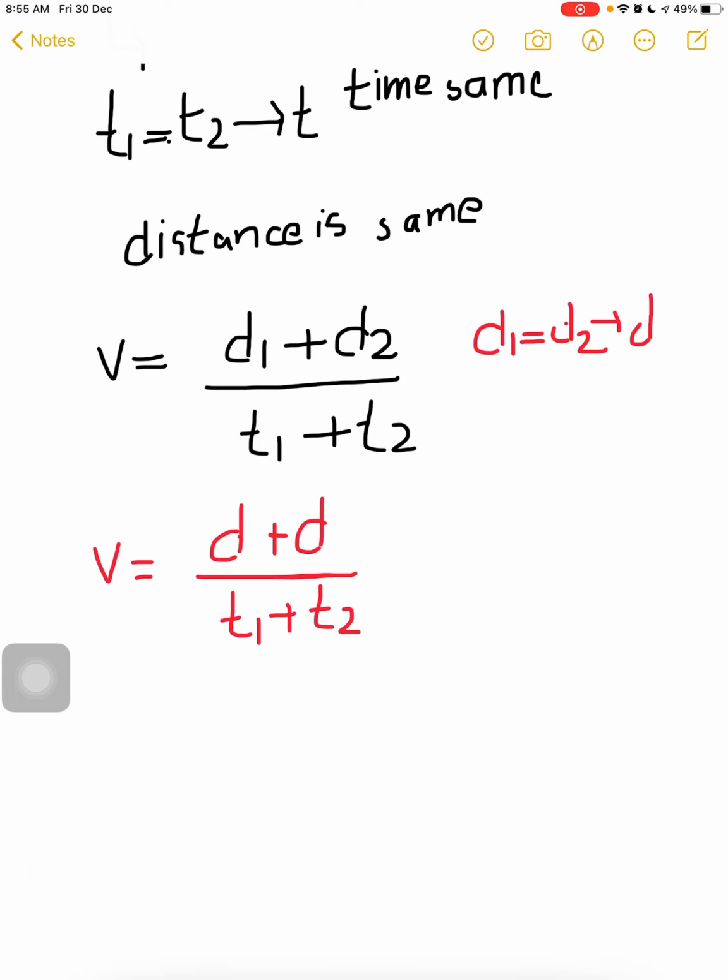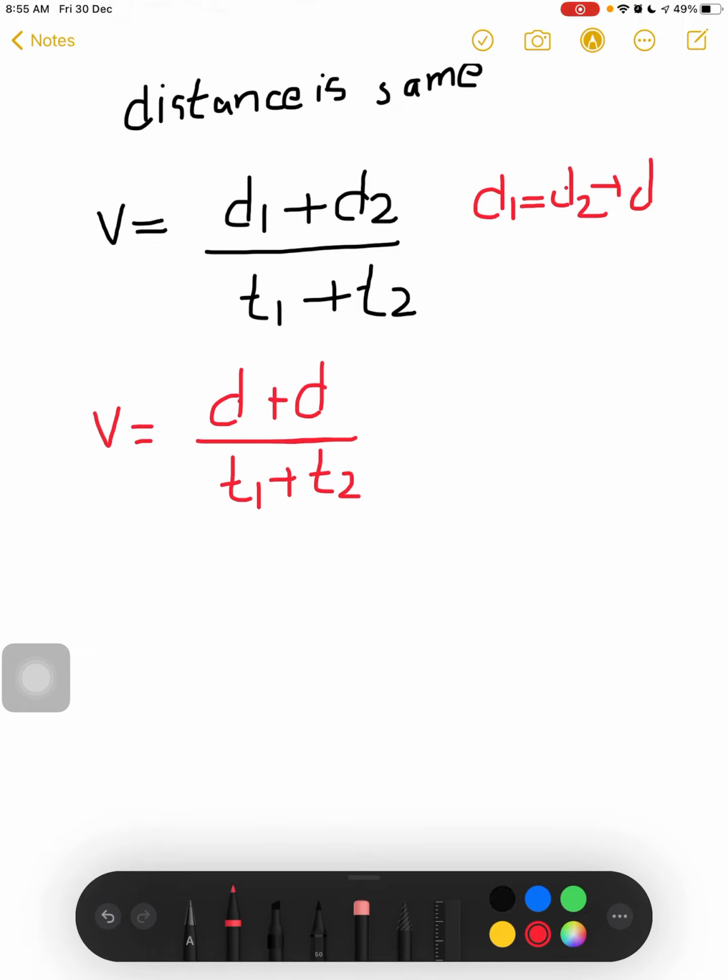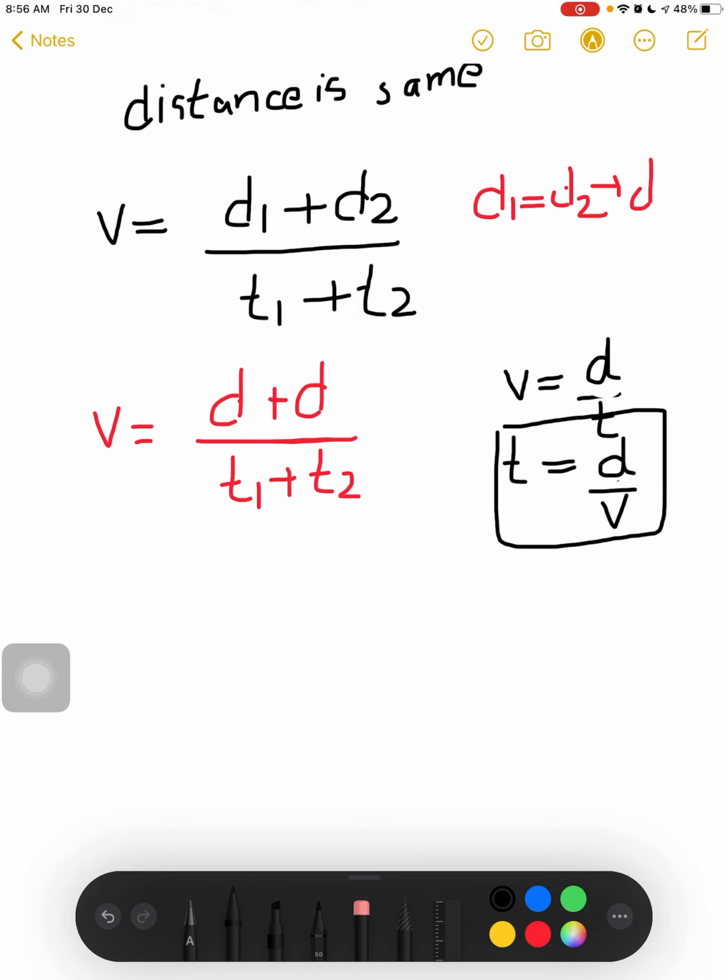So let's find the formula of velocity. We know that velocity is equal to s upon t, and we have to find the value of t. So t will be equal to s upon v, which is basically distance upon velocity. Here distance will come. This is a formula of time. So can we replace this? Yes, we can replace this.